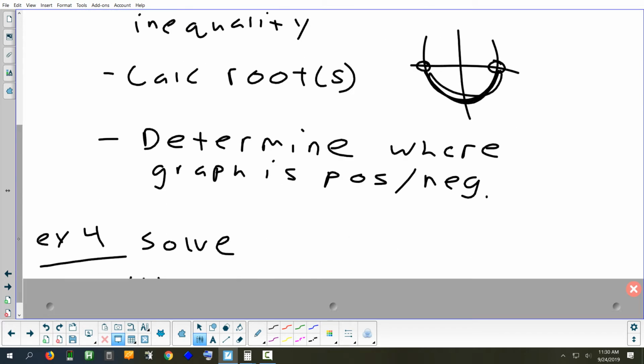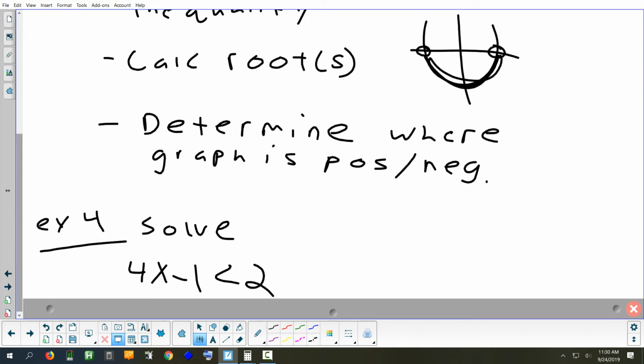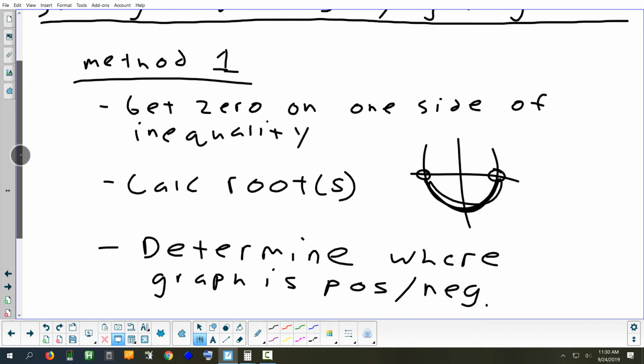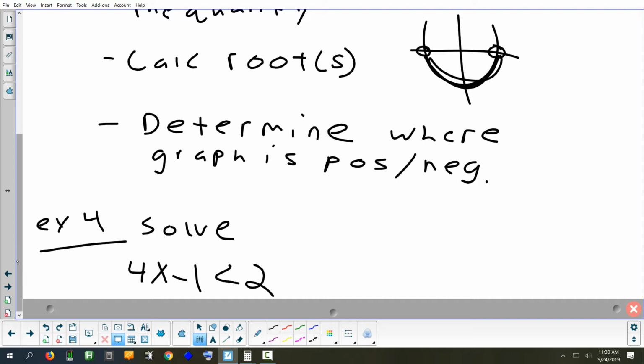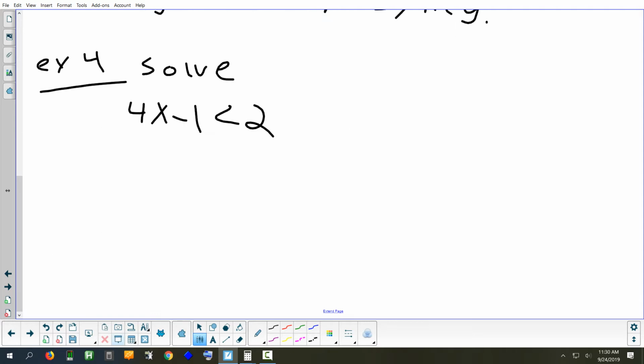Okay, so let's try this one. 4x minus 1 is less than 2. So, to do method 1, what's the first thing I would have to do in this problem? Get 0 on one side. This is how I would do it. So we're going to graph the line 4x minus 3, and we're going to look for where it's less than 0. Where is it below the x-axis? All right, so let's graph it.